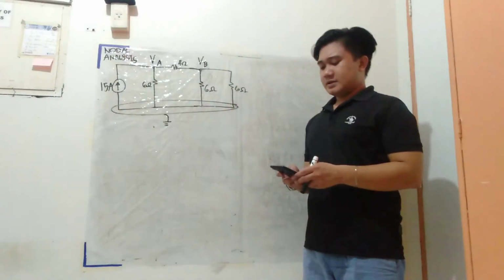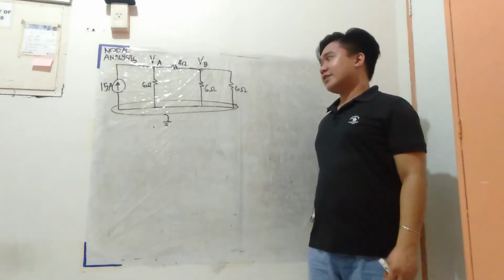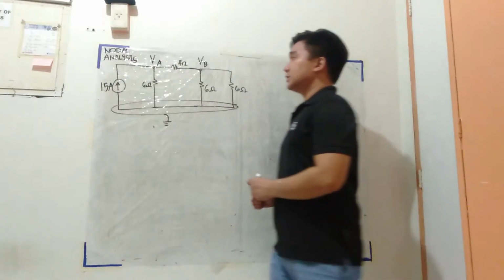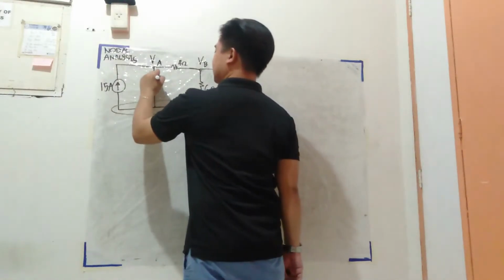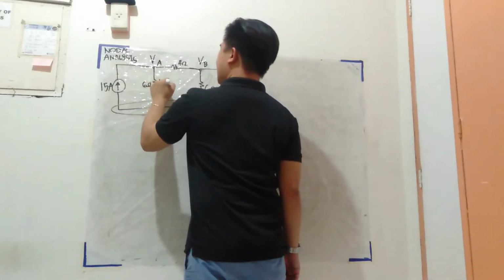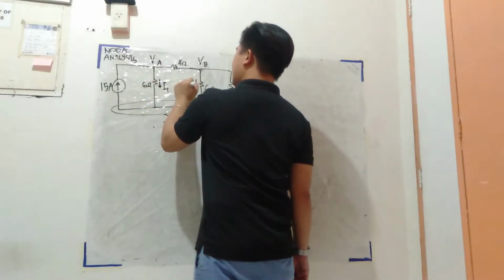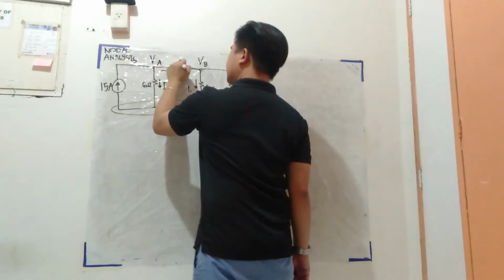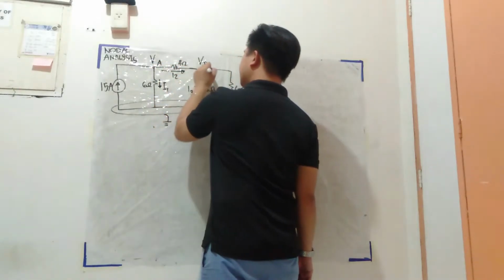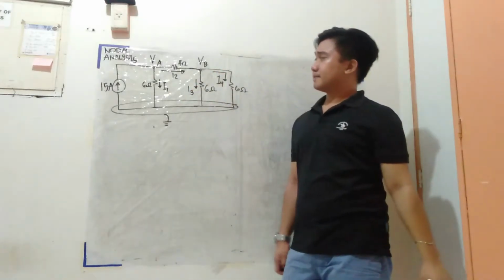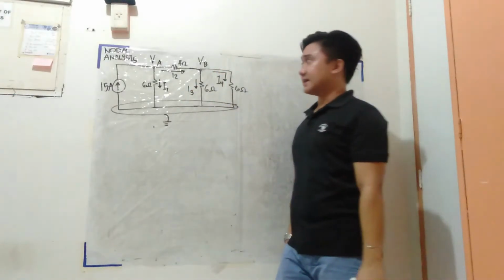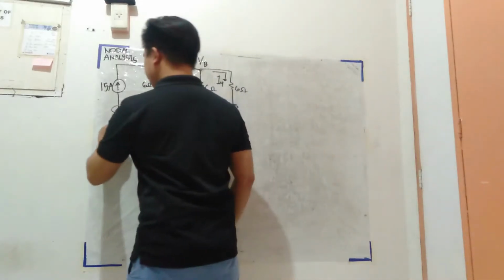Okay? Pag nakapag-set ka na ng reference point mo or ground mo, pwede ka nang mag-assume ng direction ng current. So, let's say this is I1, this is I2, this is I3, and this is I4. Okay? And then, magki-KCL ka na. So, KCL at A.